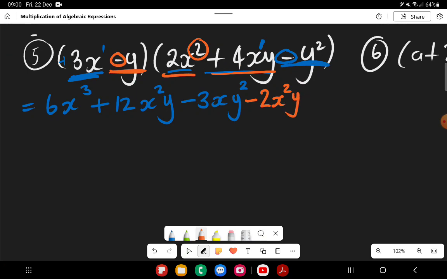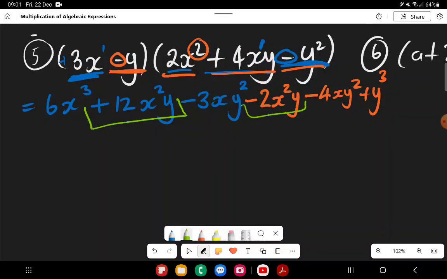minus y times that, so minus and plus is minus 4xy squared, and the last one is going to be those two, so minus and minus is plus y cubed. Now you can look for like terms, and what you will see is x squared y. I want to change the color though, hold on, let's make it in green. Okay, so this one and this one are like terms, and then this one and this one are like terms.